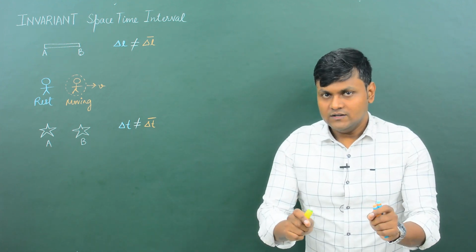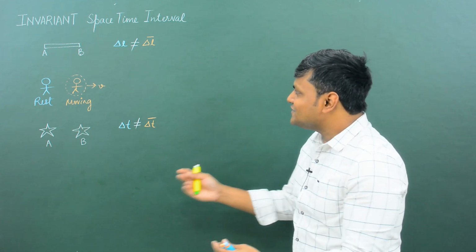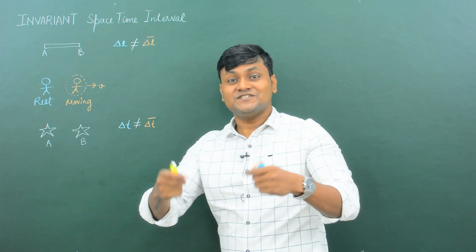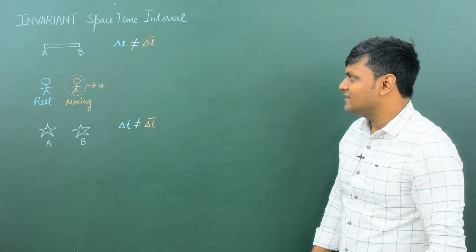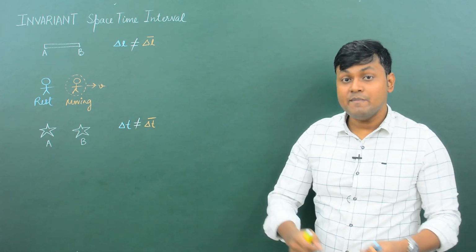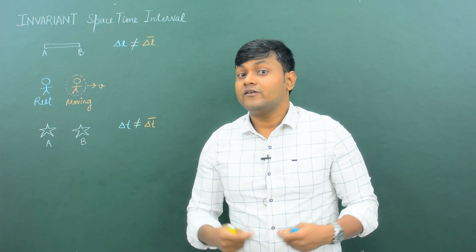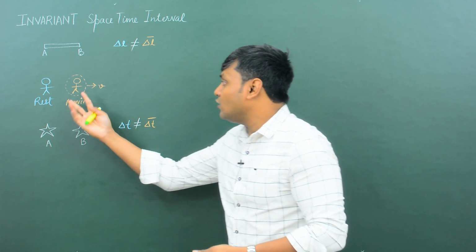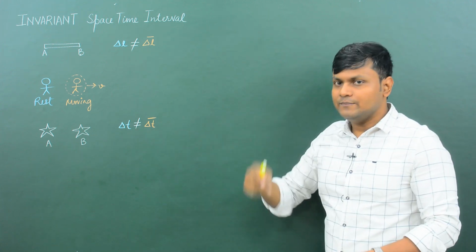So two observers can never agree upon the distances between points in space and the time periods between physical events. So measurements of space and measurements of time are not absolute anymore. They are relative to the relative velocity of these observers, and they are given by the length contraction formula and the time dilation formula.